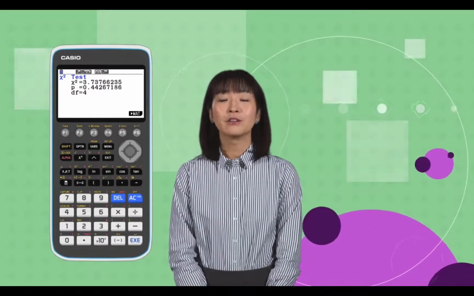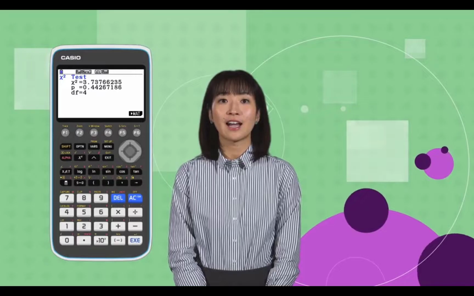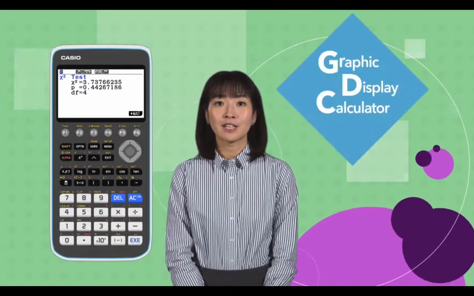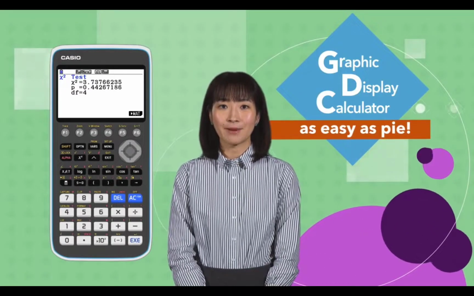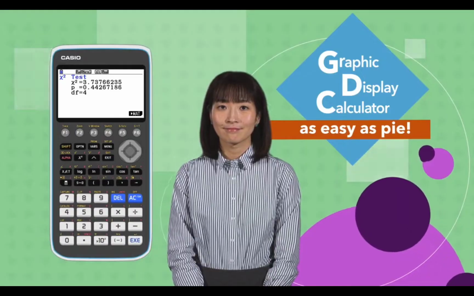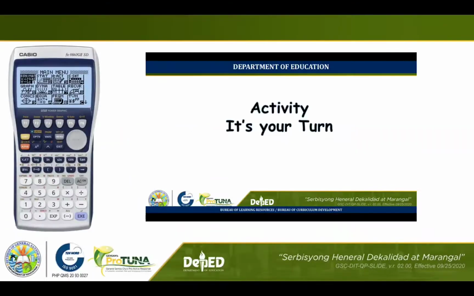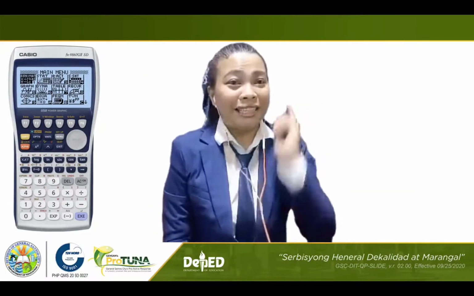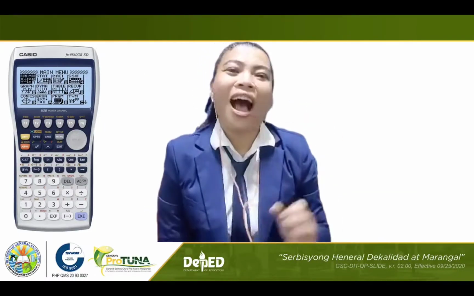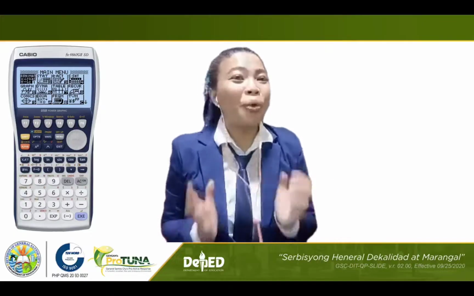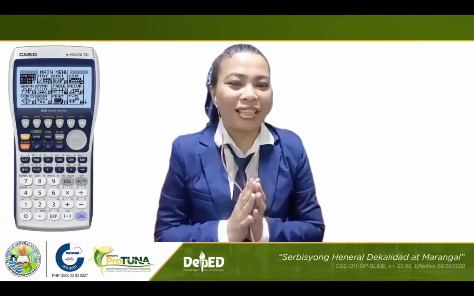In this video, we have shown how to calculate chi-square values on a graphic display calculator, as easy as pie. Did you get it right too? I hope you did. We are now finished discussing and demonstrating how to use the graphing calculator in solving t-tests, in showing its normal distribution graph and the chi-square.